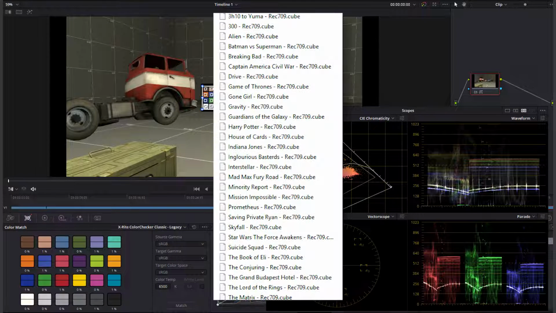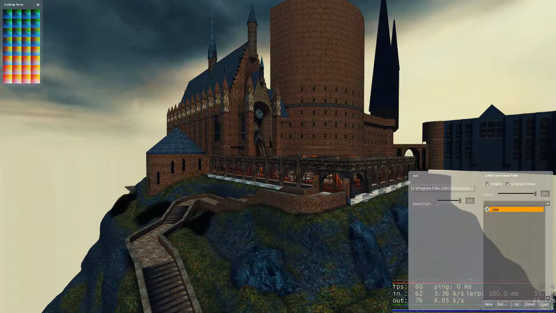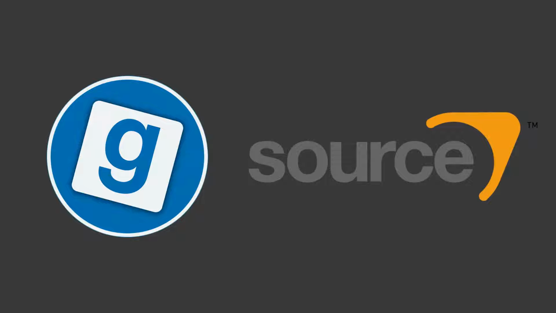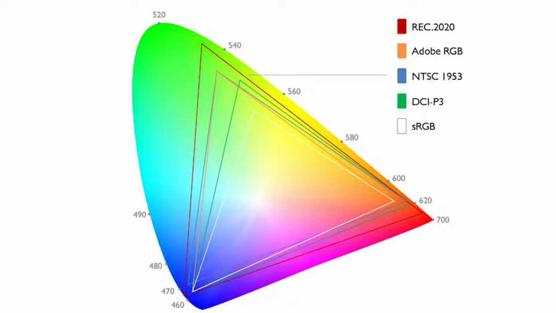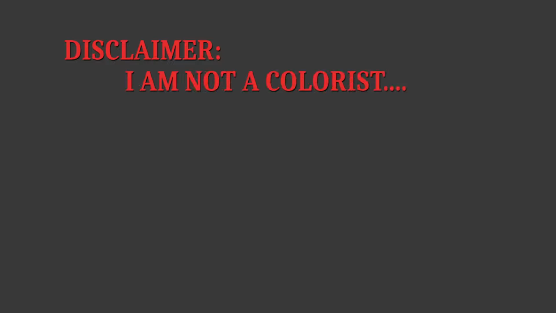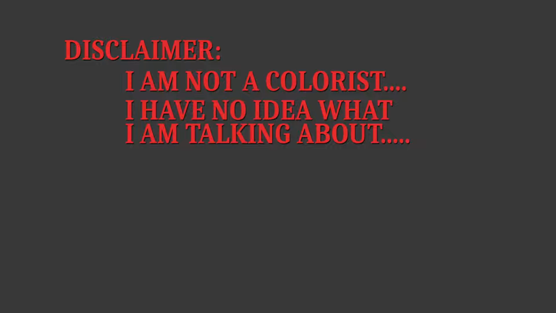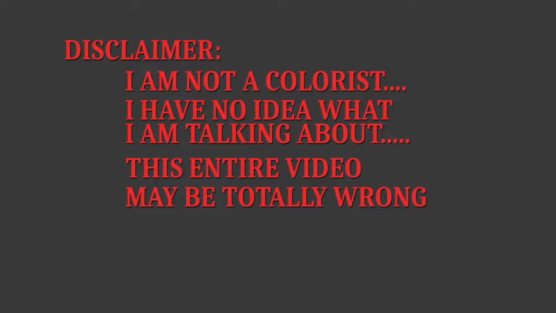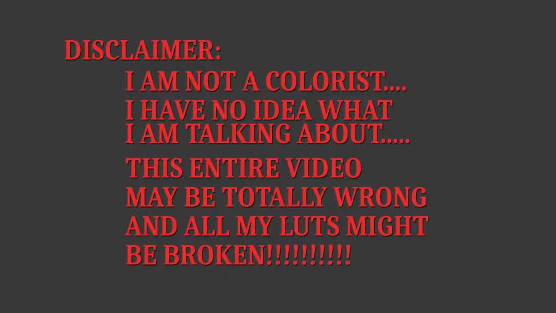So I'm going to show you how to pretty much use any LUT to grade your levels instead of using the built-in engine tools. So I'm going to start out with Source 1. The Source engine, being absolutely no nonsense, apparently displays its color in sRGB, the exact same as a computer monitor. Disclaimer, I am not a colorist. I have no idea what I'm talking about. This entire video may be totally wrong, and all of my LUTs might be broken.